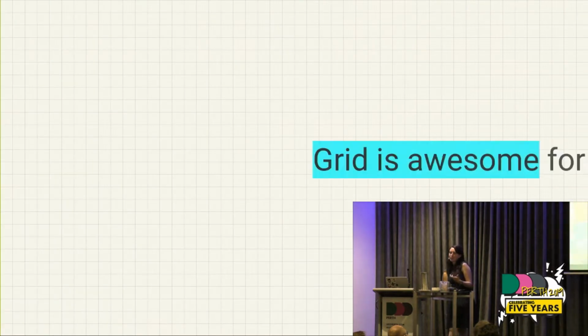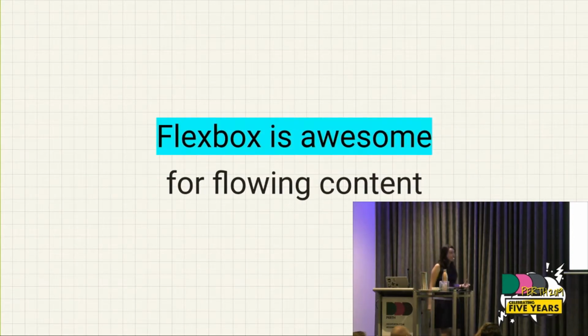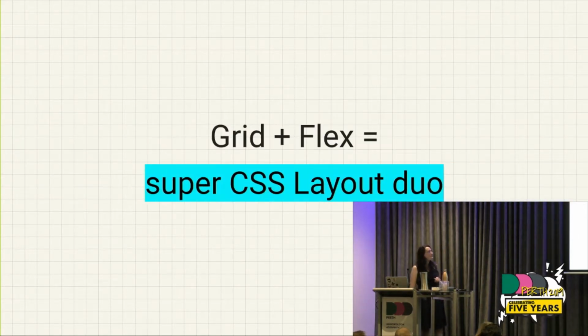So, CSS Grid is really awesome and it's great for layouts. And Flexbox is also really awesome and it's great for flowing content and centering things vertically, which is a massive overuse of a fairly technical spec. So therefore, Grid and Flexbox form a super CSS layout duo. These two specs both complement each other.